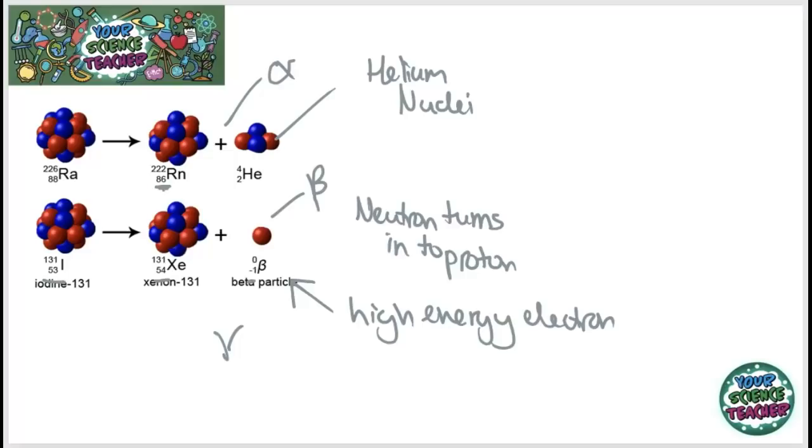Now, in gamma decay, nothing actually happens to my nucleus. It's just the emission of a high energy wave. Due to the fact that they're all emitting different particles, they have different properties. For example, alpha is the most ionizing, meaning that it can ionize atoms in the air, and this means that it doesn't travel very far. Beta is a bit more penetrating, but not as ionizing. And gamma is the most penetrating and the least ionizing of all three types of radiation.